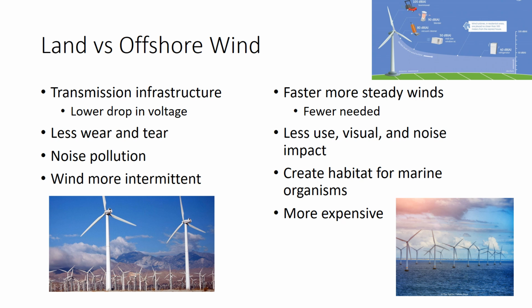And it does create habitat for marine organisms. So in places where there's coral, right, coral can actually build on the structures of the wind turbines underwater. And also, fish tend to school around them because there's a lot more food on surfaces. And, not so great, offshore wind is more expensive. I mean, just the whole idea of constructing something in the ocean and then bringing power lines to land, it's a feat.